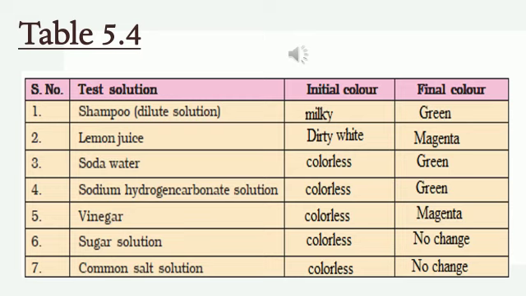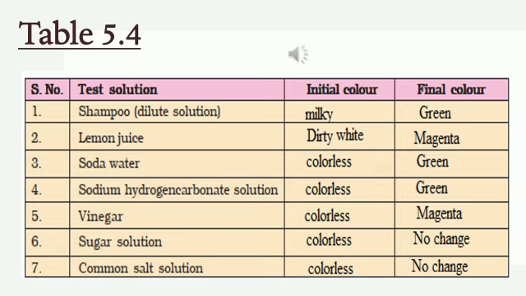And what about lemon juice? It is dirty white initially. Next, if we add a few drops of China rose indicator, it turns to magenta color. And next is soda water. Initially it will be colorless. What if we add a few drops of China rose solution? It turns green. Next is hydrogen carbonate solution. Initially it will be colorless. Once we add a few drops of China rose as an indicator, it turns green.